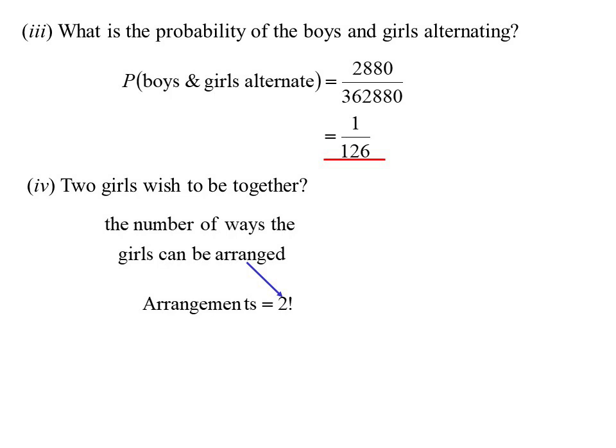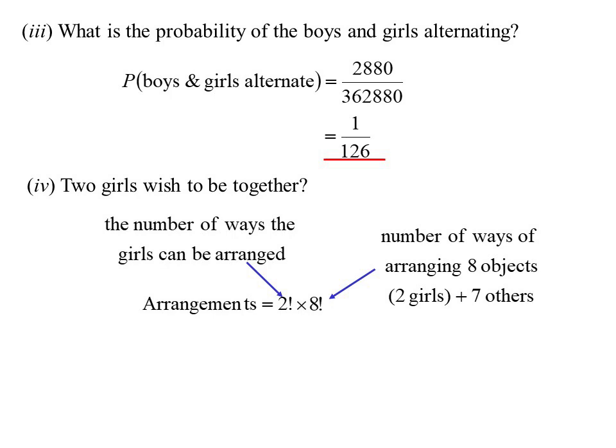Well, 2 factorial, 2 objects. But as far as we're concerned, you two are now one object. Now, link arms if you like, whatever you want to do, but you've got to stay in that order. And what it now means is we're going to go, right, line up. But we're no longer lining up 9 people. We're lining up 8, because these two are now linked together, they're one object. So 8 factorial ways of arranging that. And we get our answer, 8,640.